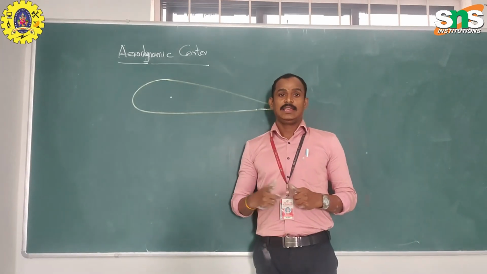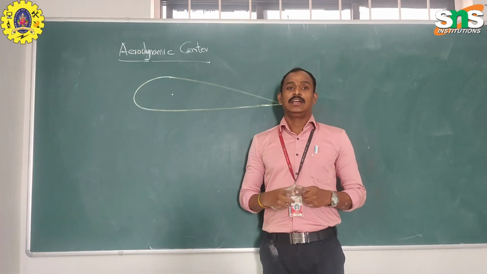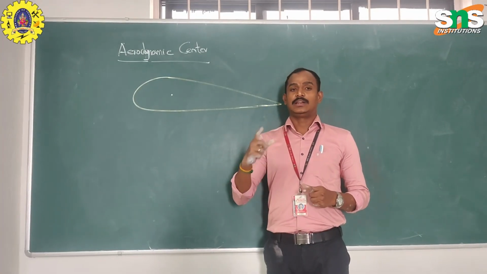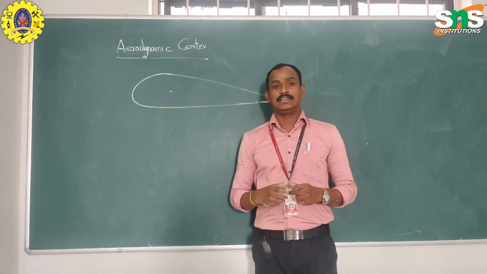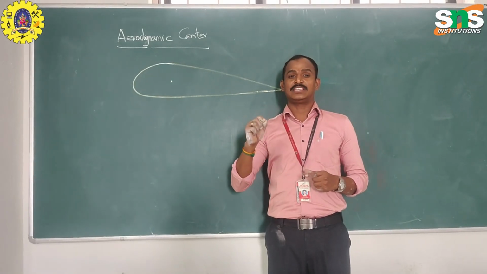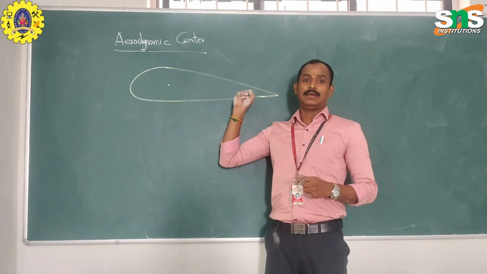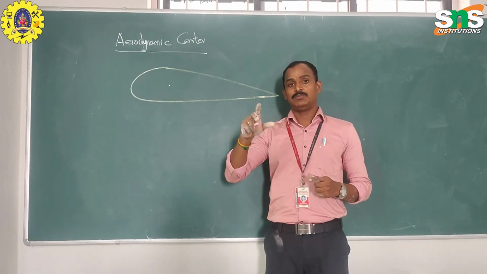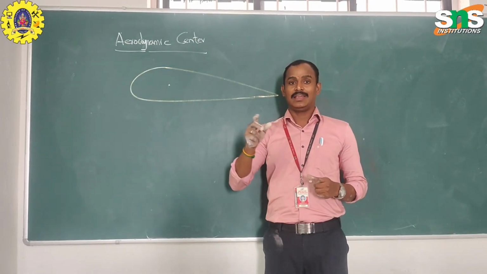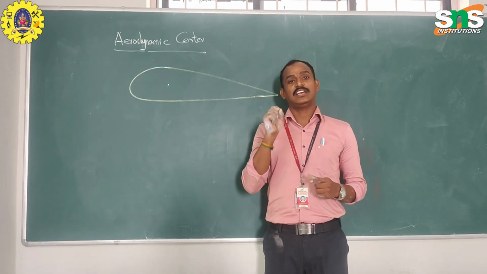Aerodynamic center. This is one of the main parameters influencing aircraft design. So let us go with the definition of aerodynamic center. Aerodynamic center is a point where the moment is invariant with respect to the angle of attack. It means in the airfoil, even though the pitching moment and the angle of attack are varying, the point where the moment is invariant is the aerodynamic center.